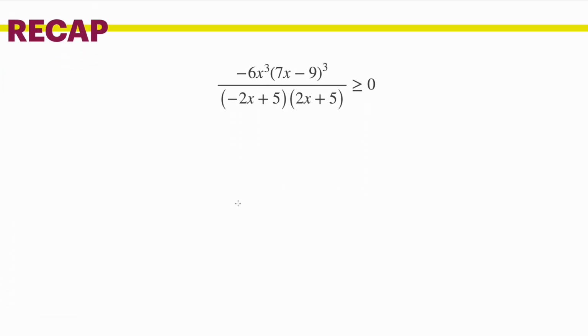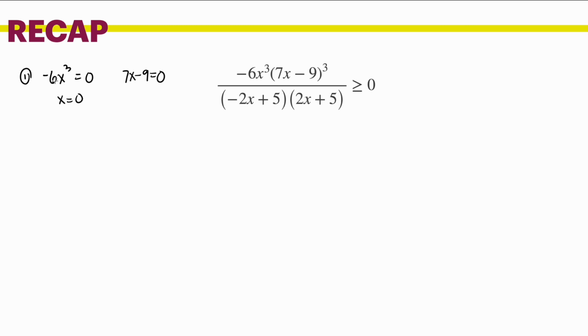So, last one. Pause it, attempt to do this one on your own, and then hit resume to see the answer. So step 1, I'm going to take everything in the numerator, set it equal to 0. This will automatically just give me 0 because you divide by 6, it's still 0. And this will give me 9 over 7, which is roughly like 1.3-ish, 1.28.